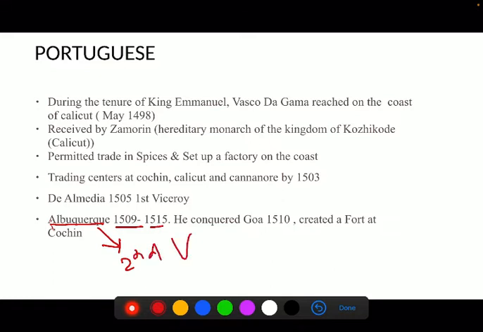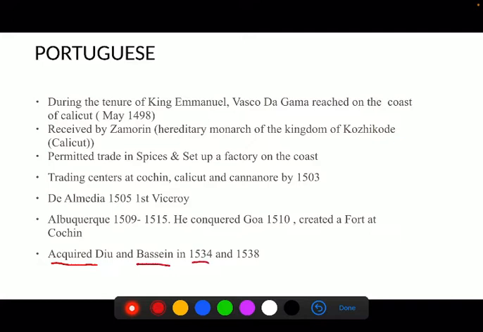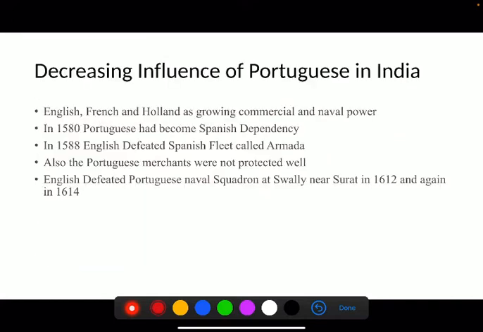Okay, and he is believed to be the second viceroy, and he is believed as the establisher of real power of Portuguese in India. Okay, and he conquered Goa in 1510 and created a fort at Cochin. Then they were just doing their trade. Okay, they took Diu and Basin in 1534 and 1538. Okay, and finally they were doing trade in India.